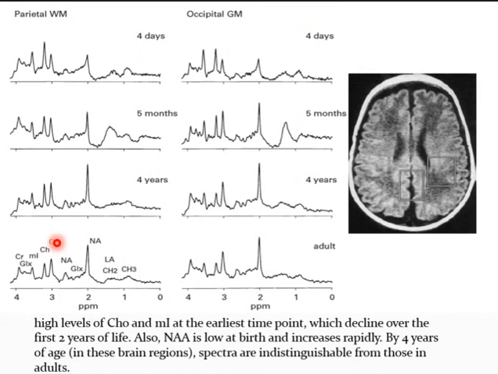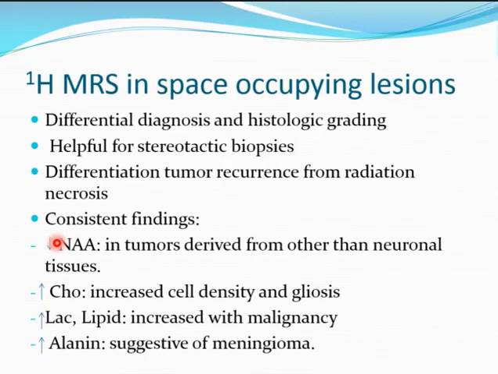Now, MR spectroscopy in space-occupying lesions. What can it be used for? It can be used for differential diagnosis, for histological grading, for stereotactic biopsy. You can tell the surgeon this part of the brain is abnormal, go biopsy from there. Okay? Differentiation of tumor recurrence from radiation necrosis.